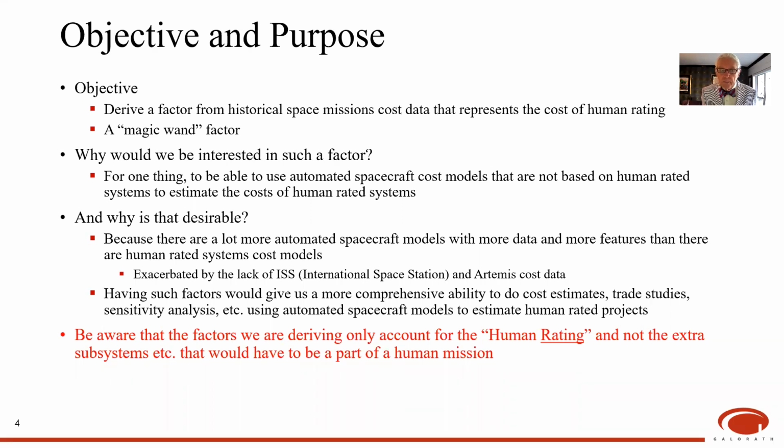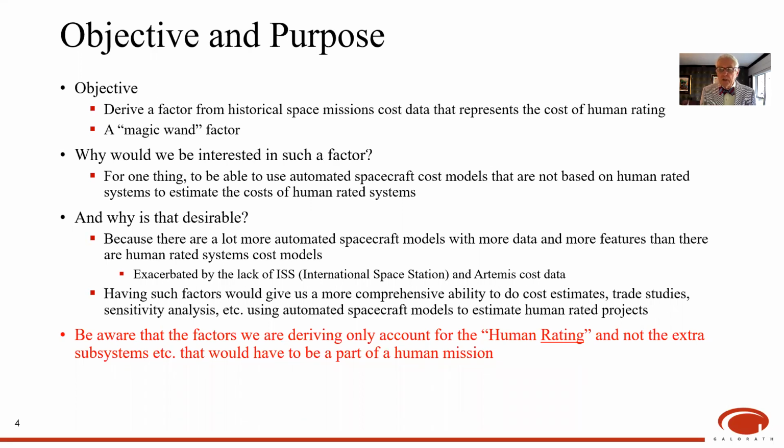Well, why is that a good thing? Well, because there are a lot more automated spacecraft models with more data and more features than there are human rated systems cost models. And this is all made worse by the lack of International Space Station and Artemis cost data. So having such factors would give us more comprehensive ability to do cost estimates, trade studies, and sensitivity analysis using automated spacecraft models, and then adjust the cost at the last step to account for human rating.